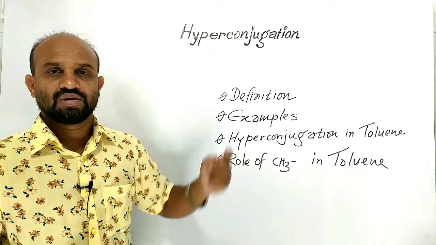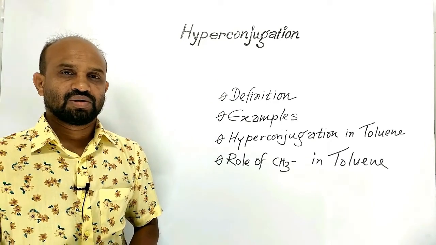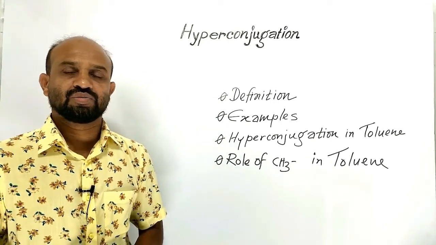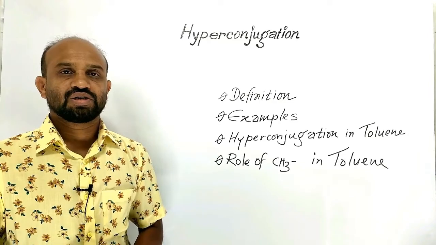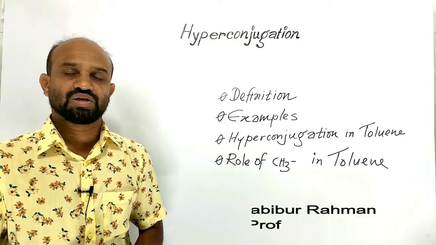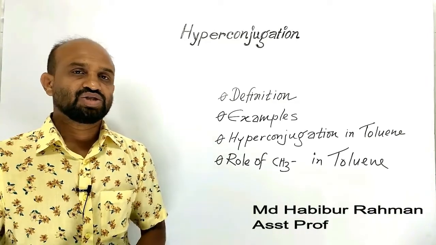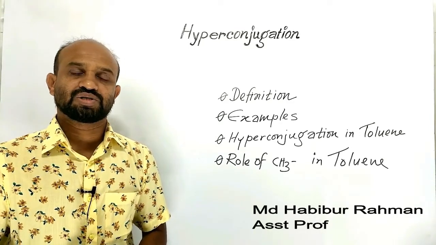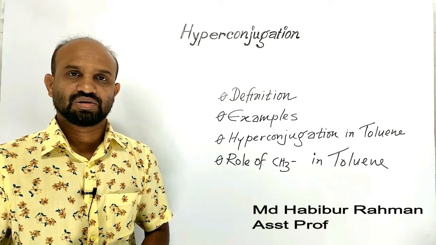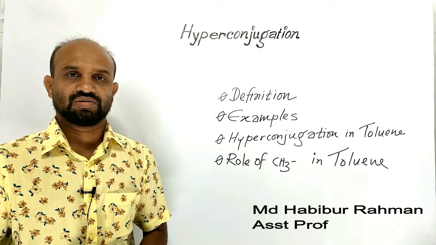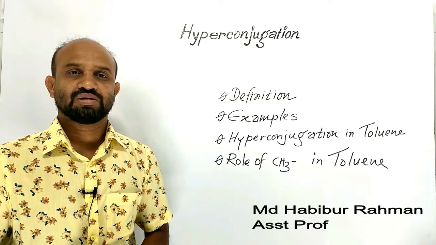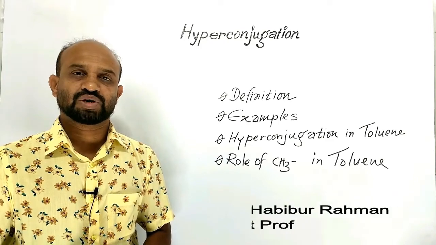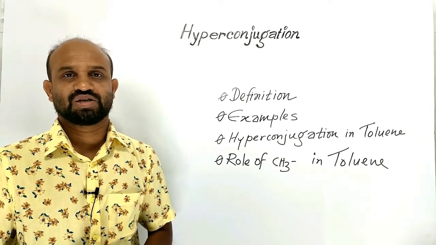Hyperconjugation. This is today's lesson. Hyperconjugation is a kind of resonance that involves sigma bonded electrons. Resonance that occurs with the participation of sigma bonded electrons is hyperconjugation.